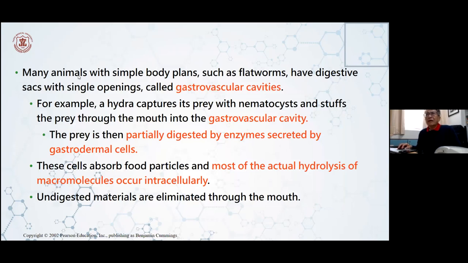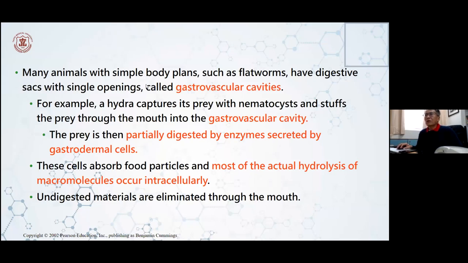Many lower animals with simple body plans, like the flatworm, only have a sac, or only have one opening. We call it the mouth. So these lower animals use the gastrovascular cavity as the digestion cavity. Like the hydra captures its prey, and the prey enters the gastrovascular cavity, and the prey is then partially digested by enzymes secreted by the gastrodermal cells. And then the small pieces of food are taken in by endocytosis intracellularly.